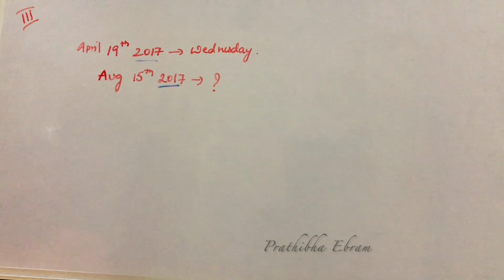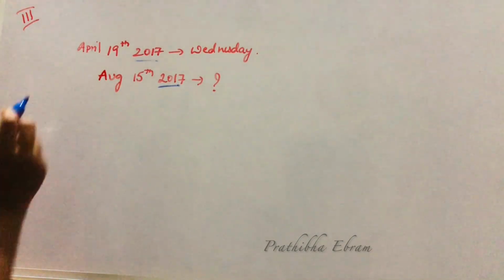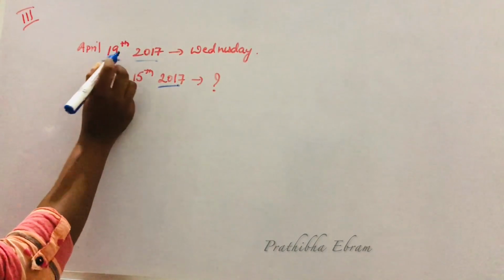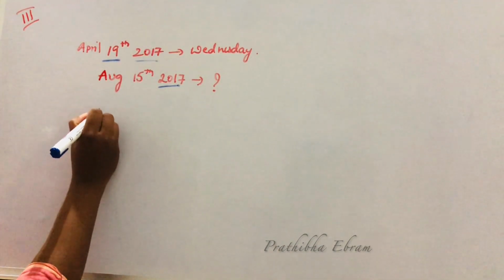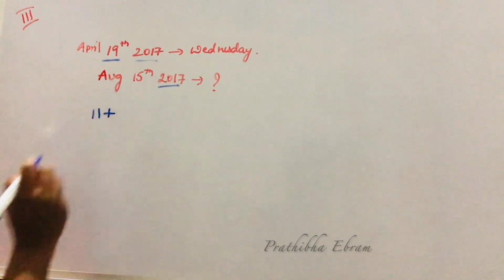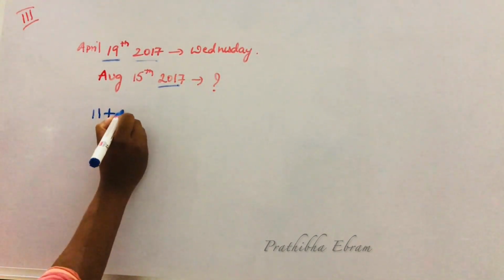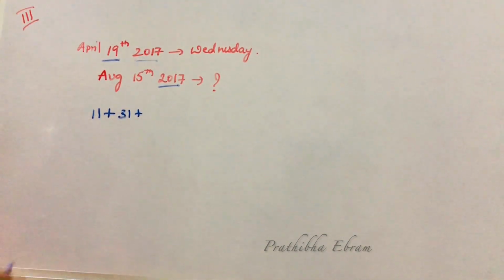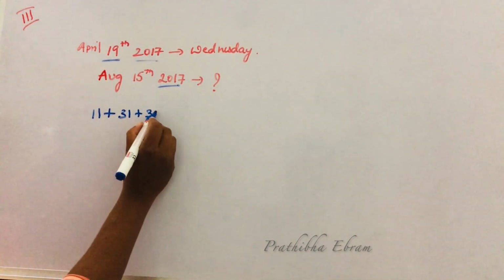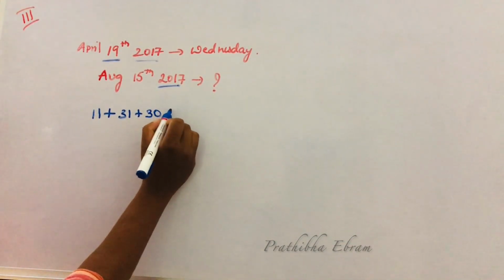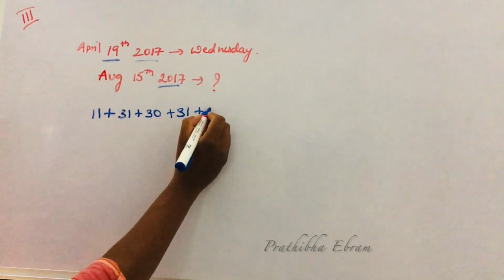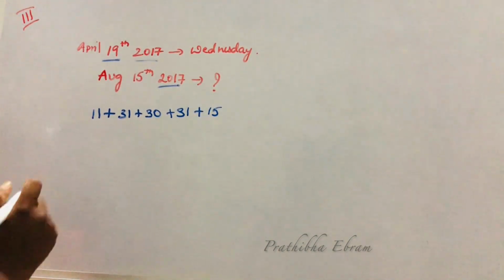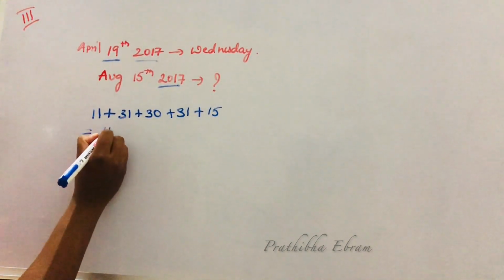Now if you see, in the month of April, we have 30 days, right? Already we are in 19th. Now how many days pending to 30? 11 days pending, right? Next, in the month of May, we have 31 days. And in the month of June, we have 30 days. Month of July, we have 31 days. And in the month of August, already we are in 15th, right? Now, if you add all these days, you will get 118 days.